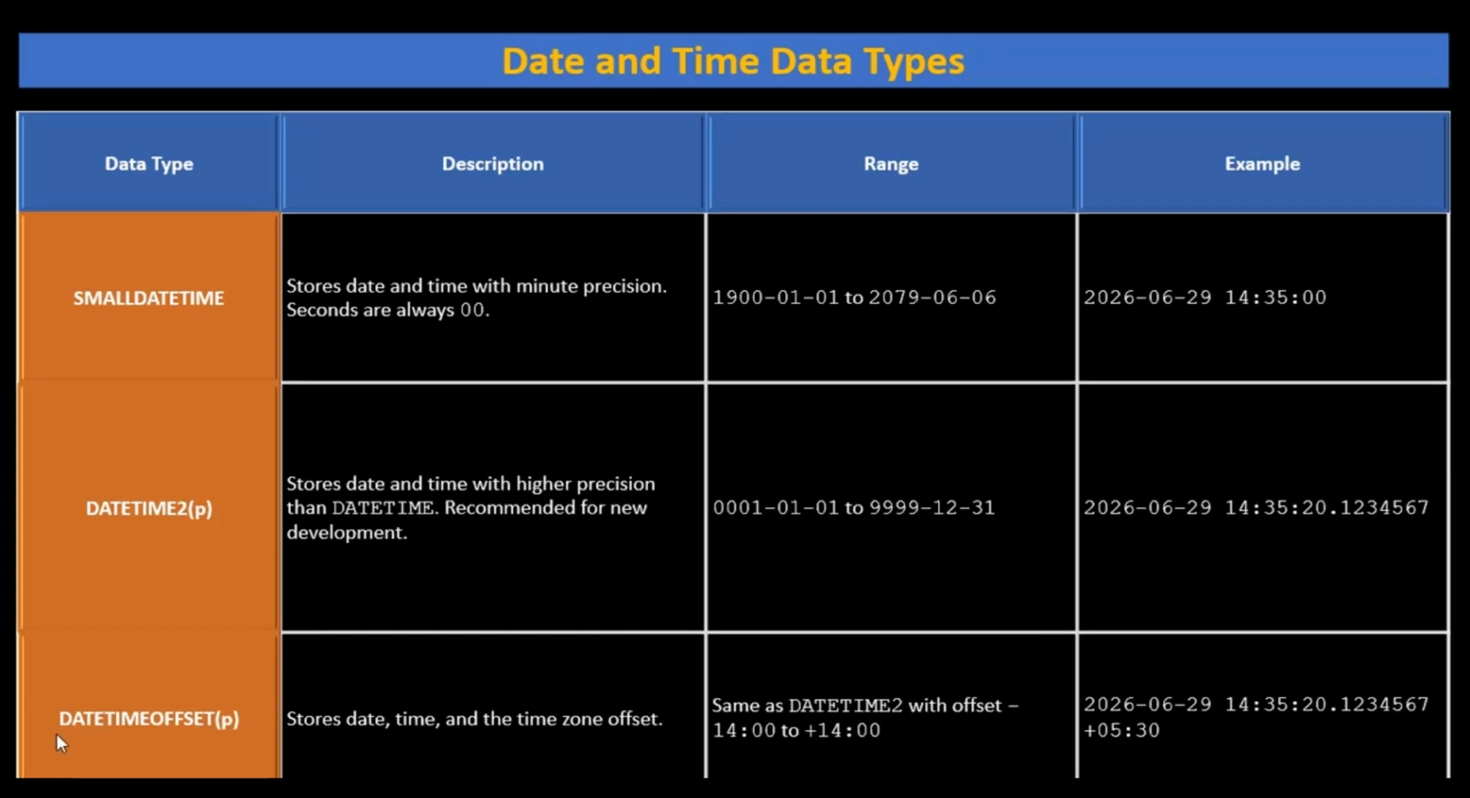The next is date time offset. It stores date, time, and the time zone offset. That offset ranges from -14 to +14. For example, this is the date part and this is the time part and this is the offset. This time offset is 5:30, the Indian time offset. For different time zones, there are different time offsets. And if the application has users from different countries and you want the exact time instant of an event, in this case, date time offset is the best choice.